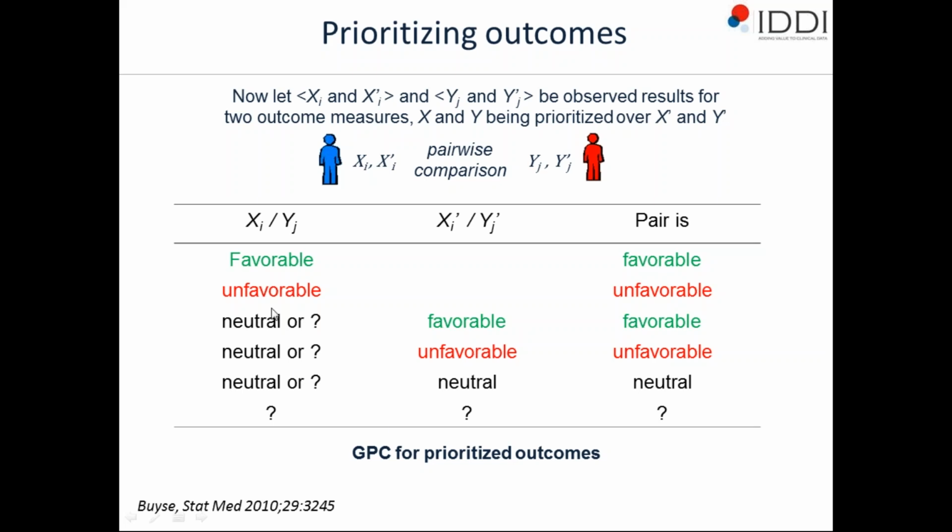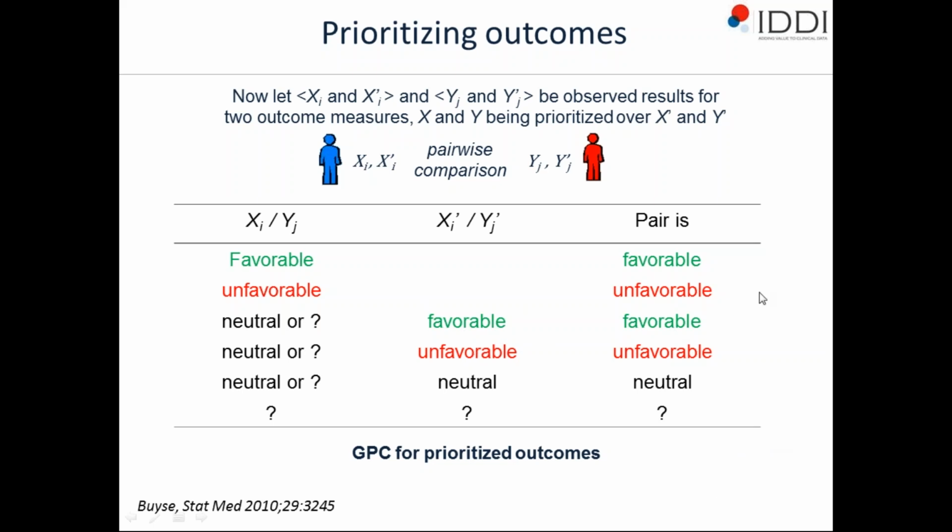But if xi and yj show the same result for a pair, suppose that, for example, we look at survival time and then something else. If two patients are still alive, well, this pair is uninformative in terms of survival time. So we're going to look at the next endpoint or outcome, which is Y. And then we look at whether Y favors the treatment or not. And if that's the case, then we say the pair is favorable.